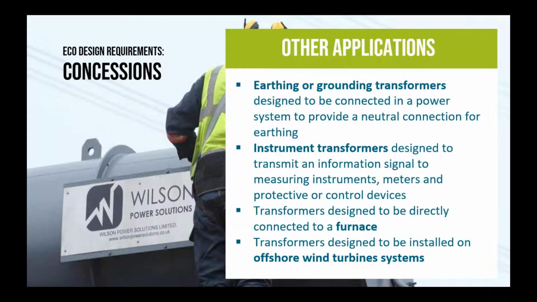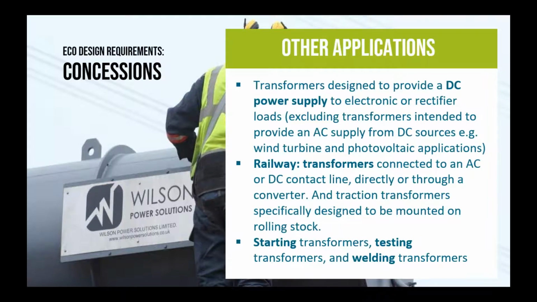There was a bit of a discussion or unclarity about the transformers that go onto solar or onshore wind farms. These transformers will not get a concession, but only if the transformer is specifically designed and intended to provide a DC power supply to electronic or rectifier loads. As I said, this exemption does not include transformers that are intended to provide an AC supply from DC sources, such as transformers for wind turbines, onshore wind turbines, and photovoltaic applications.